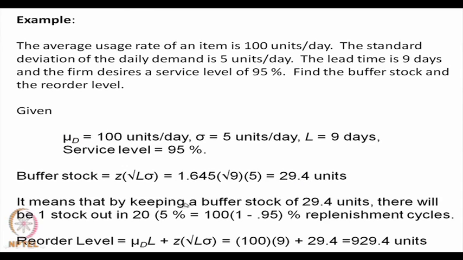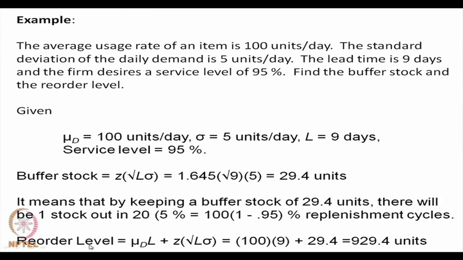It means that by keeping a buffer stock of 29.4 units, there will be one stock out in 20 replenishment cycles, because 5% is the stock out in one replenishment cycle. Therefore, in 20 replenishment cycles there will be one stock out. This is the meaning of the service level.